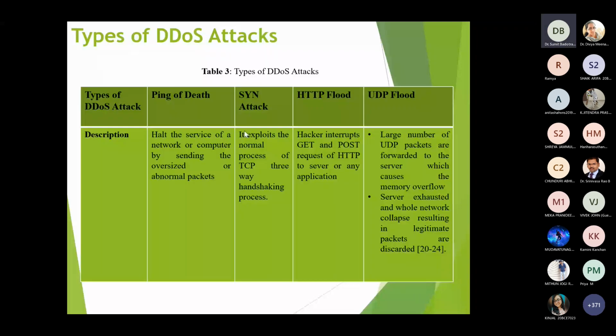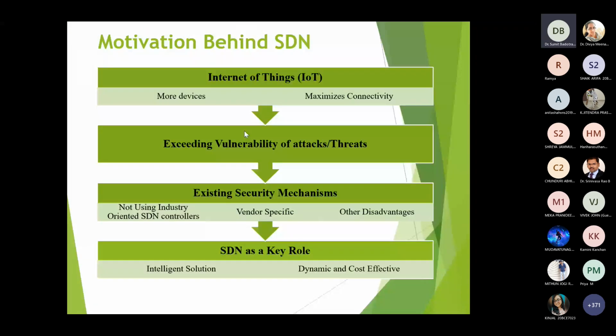So what are the different types of DDoS attacks which can happen in your SDN architecture? That is ping of death, SYN attack, HTTP flood, and UDP flood. So what is the motivation behind SDN? We have got Internet of Things all over the world.